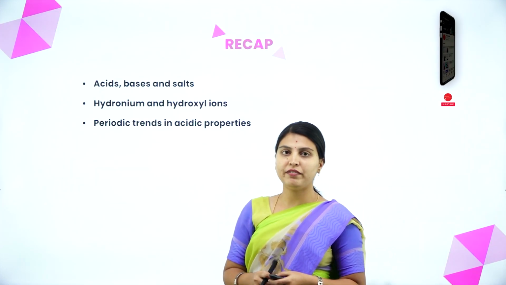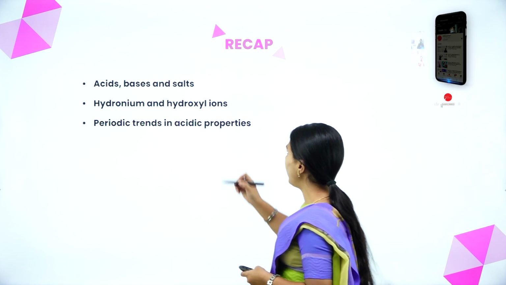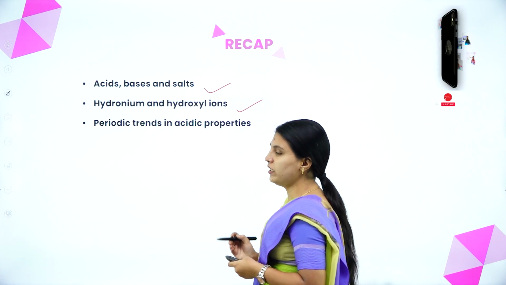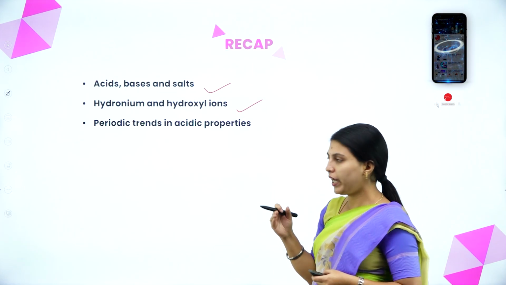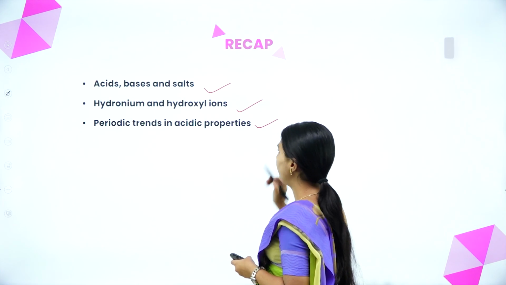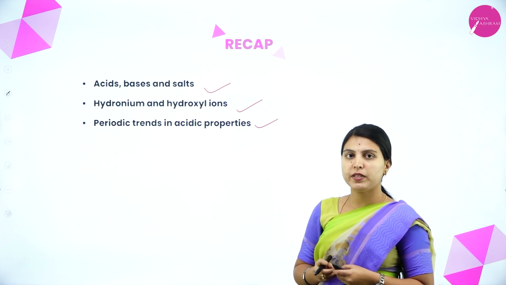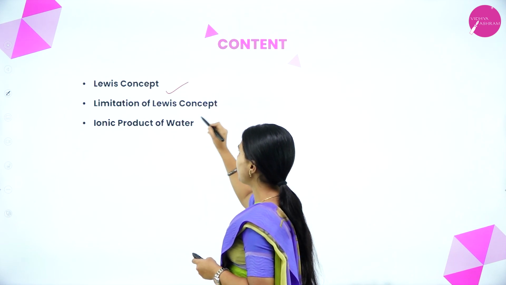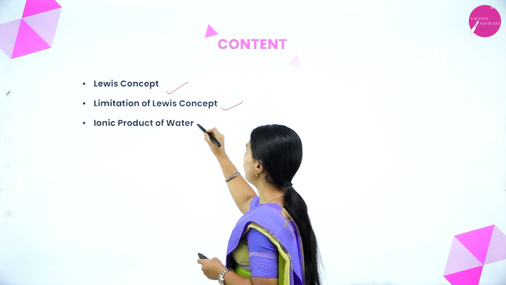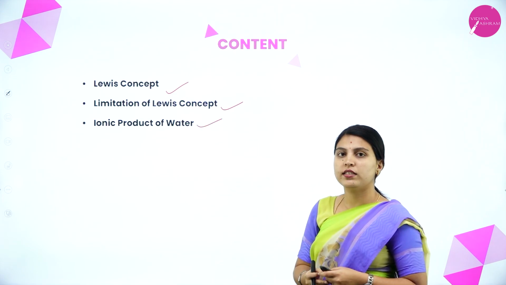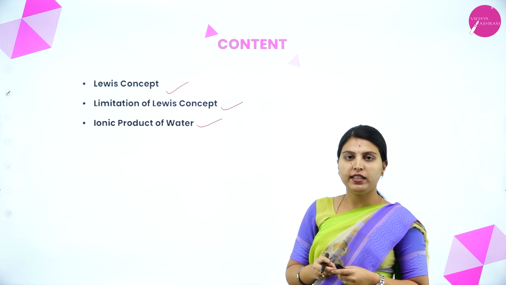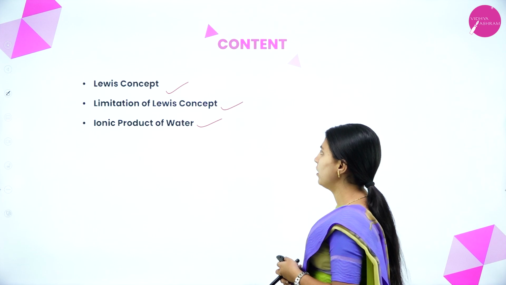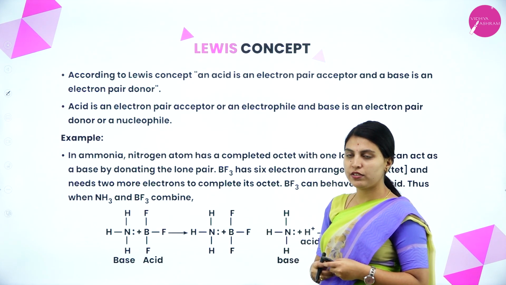In the last session we discussed acids, bases and salts, hydronium and hydroxyl ions, and how acidic properties behave in the periodic trends. We have seen these three concepts in the previous session. In today's session, we will discuss the Lewis concept, the limitation of the Lewis concept, the ionic product of water, and some related concepts, the relative strengths of acids and bases. What do you mean by Lewis concept?